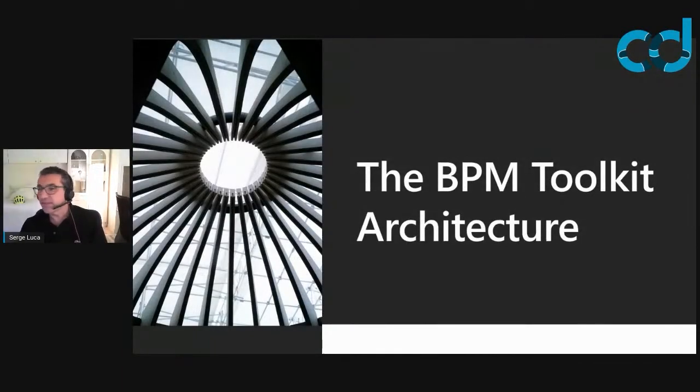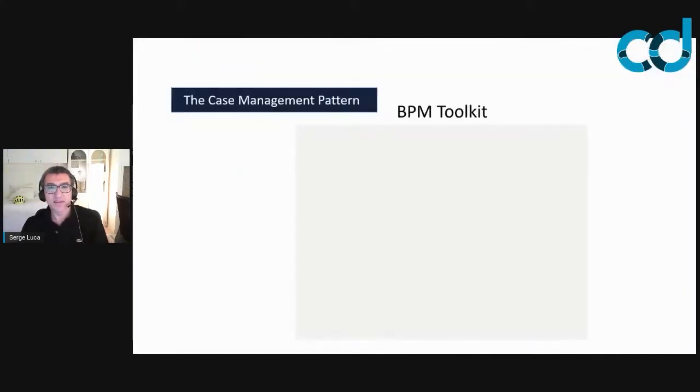What's the architecture behind this thing? Well, I've implemented a pattern that I've called the case management pattern. So this is the BPM toolkit in gray. And let's say here, outside of the toolkit, you create your own custom request. The idea is, if you use SharePoint, there is a SharePoint list for each type of request. So your request is going to be stored here. And then for each request, the request will be sent into the BPM toolkit. In the toolkit, we have a generic list called cases.